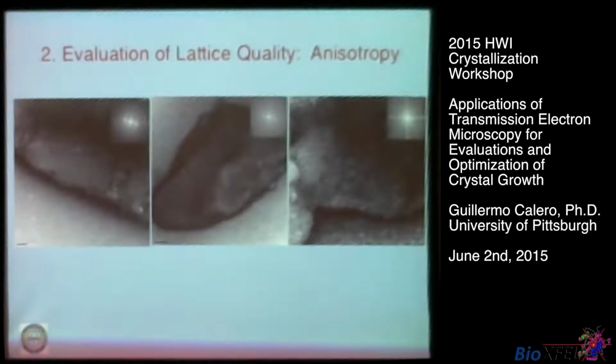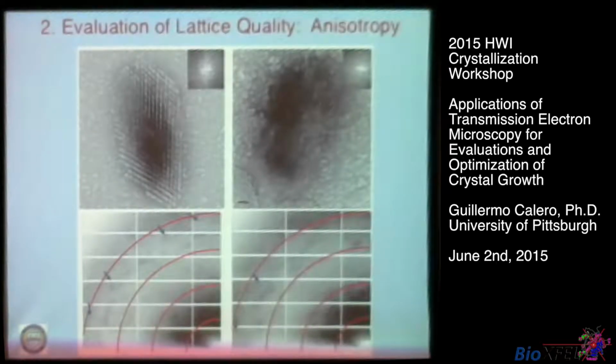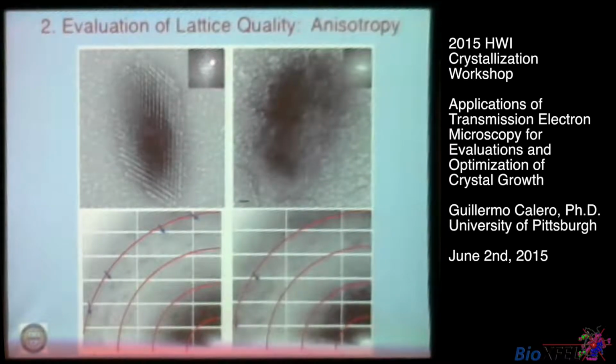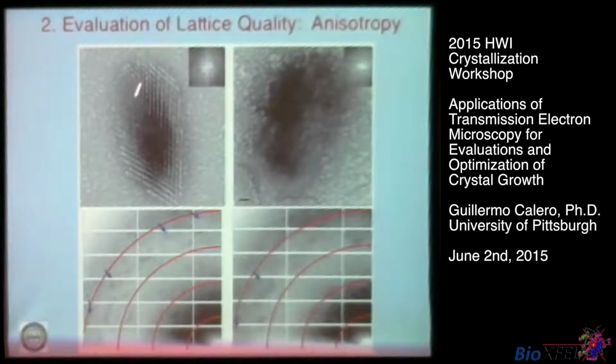Here's another example of this crystal, where you can see basically the lattice in this orientation for this protein complex. You have nice black spots here. The lattice looks quite nice in this orientation, and the diffraction is good. This actually goes to 3 angstroms here.